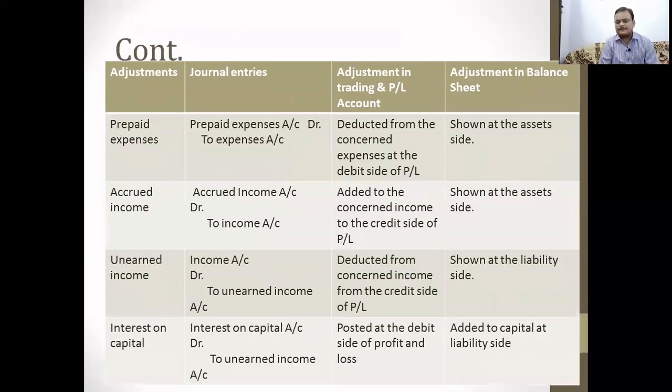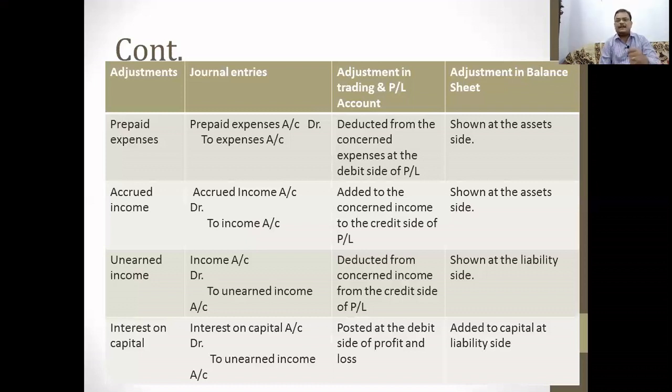Now prepaid expenses. Prepaid expenses are just opposite to the outstanding expenses. Prepaid expenses are those type of expenses which are not related to the current financial year, but these expenses are made in the current financial year. These are future expenses actually. So what is the journal entry passed? Prepaid expenses debit to expenses account, and these expenses are deducted from the concerned expense like prepaid salary.